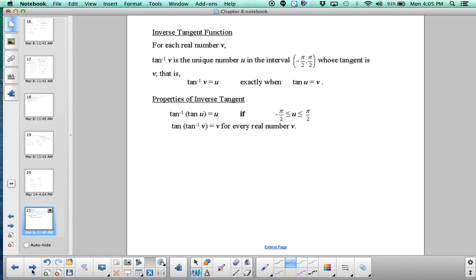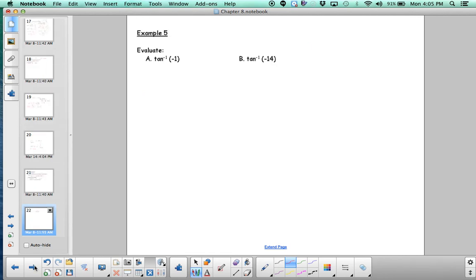And now for tangent. Tangent, much like the others, we're going to have a statement here that's going to help us transform the inverse into something familiar. We have to remember our domain restriction there, once we do transform it, and then we also have the properties that we want to keep in mind. And so a couple of examples.